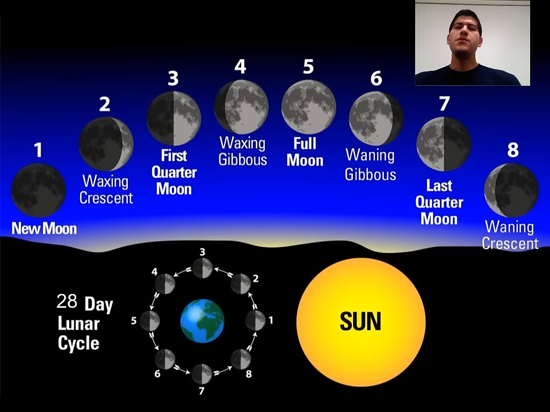So, why does the moon appear to change its shape? The short answer is that it's a matter of our perspective from the Earth. Take a look at the illustration at the bottom of the screen. If we could observe the moon orbiting the Earth from a spaceship way out in space, we would see something like this.